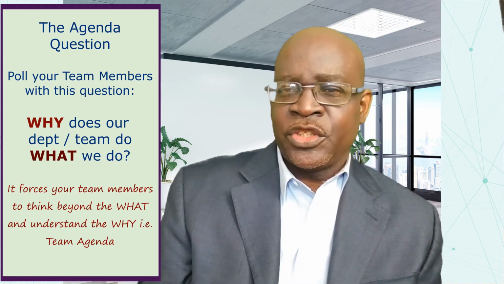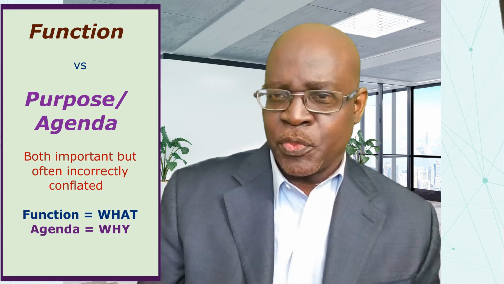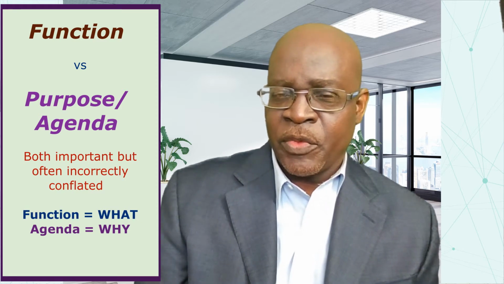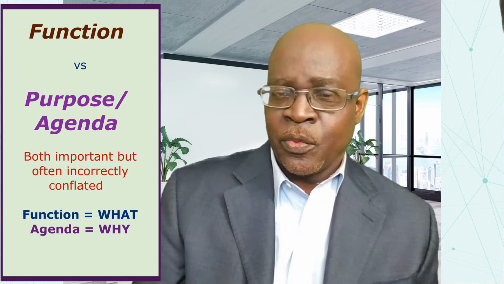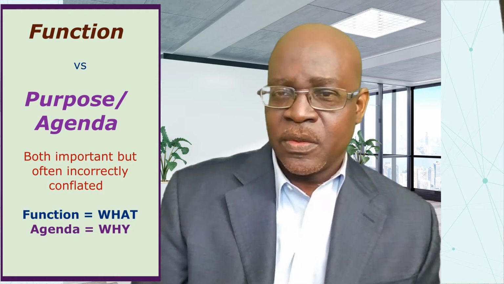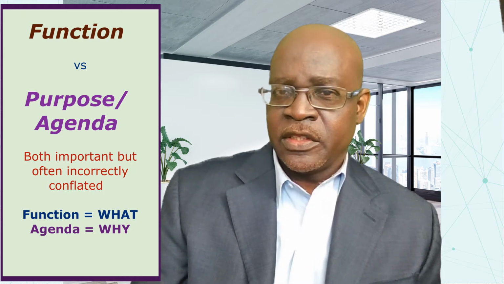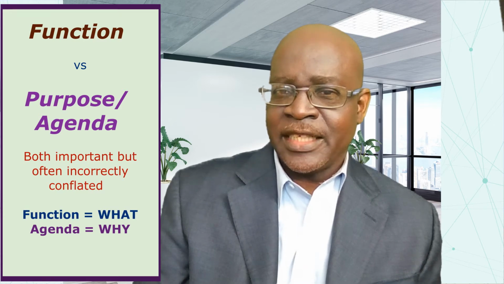So this tool is called the agenda question tool. And the real power of the agenda question tool lies in the fundamental difference between function and purpose. Function versus purpose. In the example of the HR department, the function will be to manage employee benefit payroll, manage employee hiring process. That's function. That's what they do. Purpose is, why do you do that? Right? And so the agenda question is trying to get at that distinction and to make sure that your employees know that distinction between function and purpose.